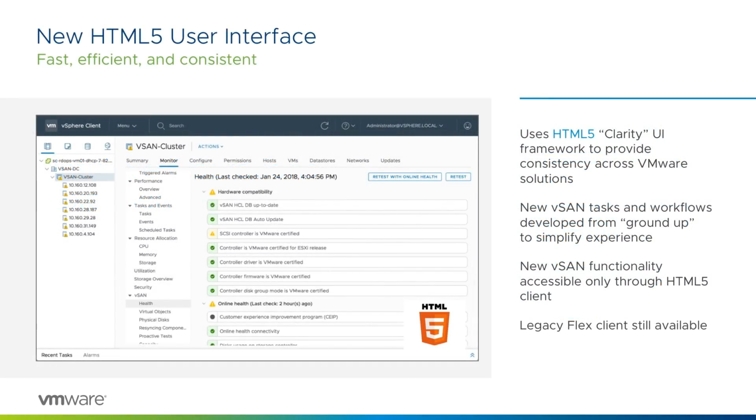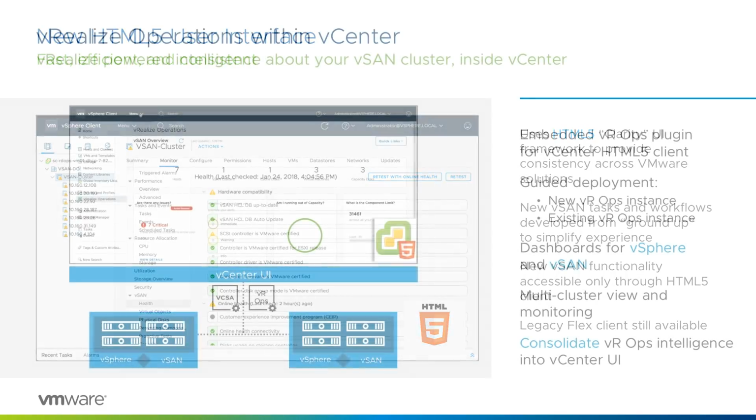vSAN 6.7 introduces a new HTML5 UI based on the Clarity framework seen in other VMware products and solutions. Note that the new interface is not just a direct port over from the old Flex client. VMware took a long look at how tasks and workflows can be optimized and introduced new, more efficient ways to accomplish tasks. The HTML5 interface is a great step forward in providing vSAN users an intuitive user experience.